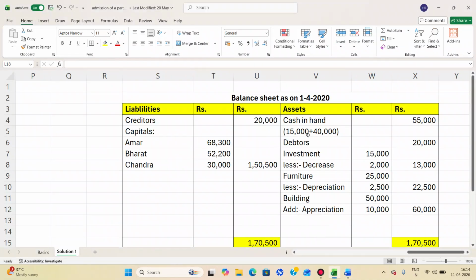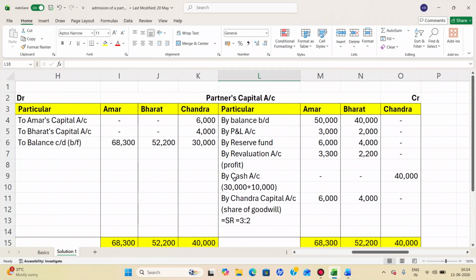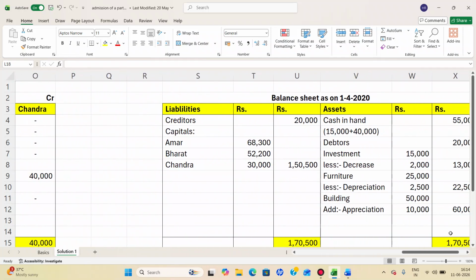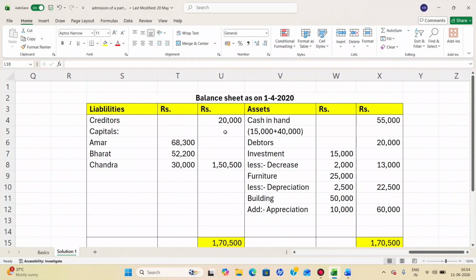Cash in hand. 15,000 we have already recorded. There is in the old balance sheet, right? Here, he brings, it is by cash, he brings 40,000, right? Chandra has brought 40,000. Add all these two, we get 55,000 as cash in hand, right? Stock, there is nothing. So we have to write from old balance sheet as it is in the new balance sheet. And here investment 15,000 was earlier. Here in revaluation account there is 2,000, right? If we deduct, we get same amount as mentioned in the adjustment.